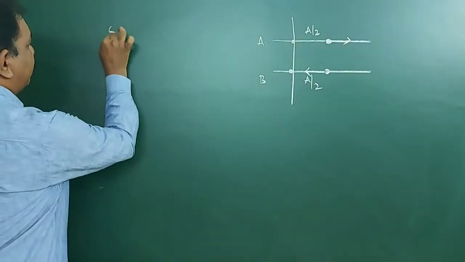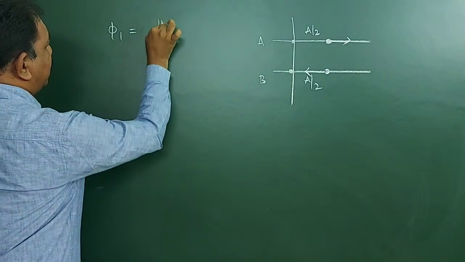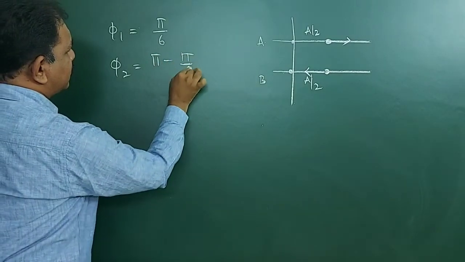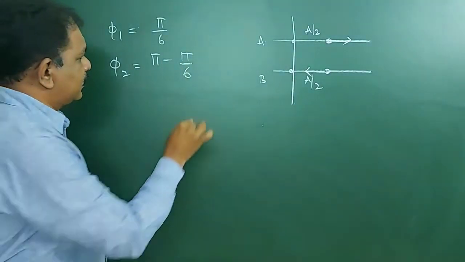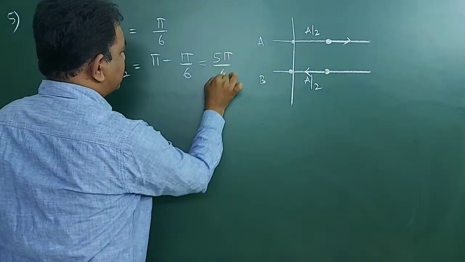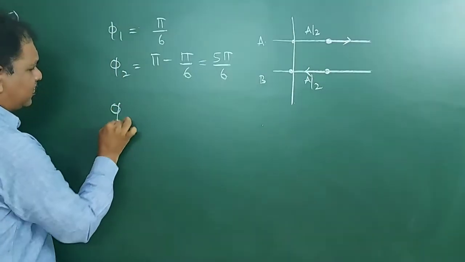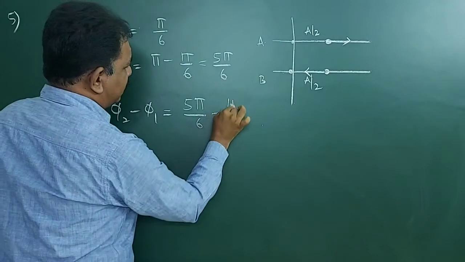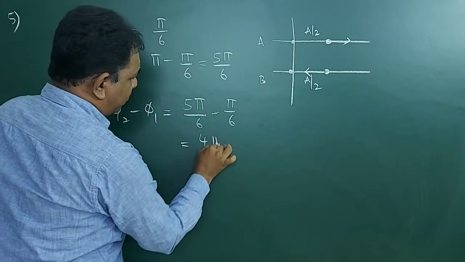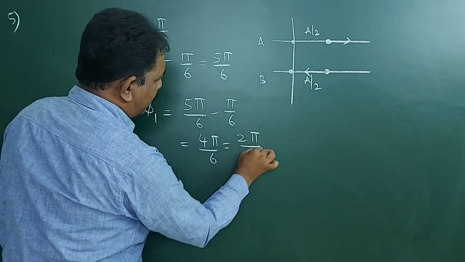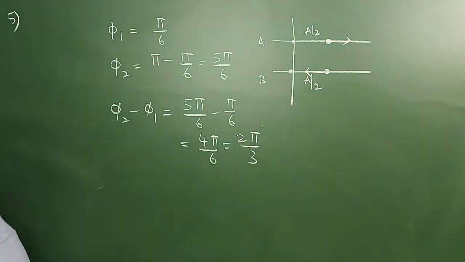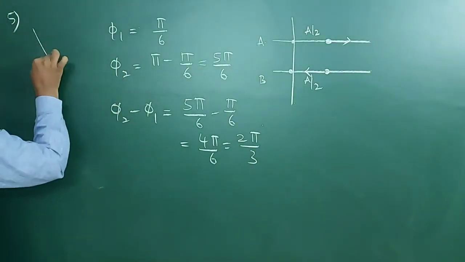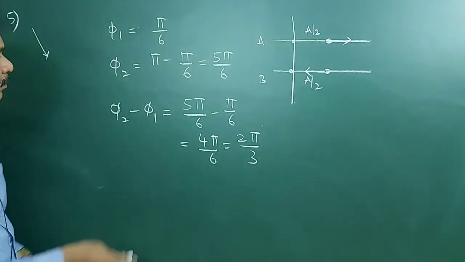What is the phase of the first particle? Pi by 6. What is the phase of the second particle? Pi minus pi by 6, this will be 5 pi by 6. Phase difference between these two is phi 2 minus phi 1, 5 pi by 6 minus pi by 6, 4 pi by 6. This value is 2 pi by 3. Okay. Fifth question, it will be the second option.